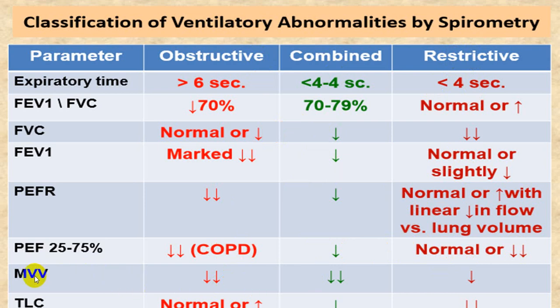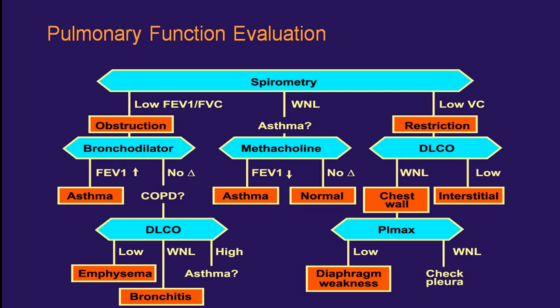Usually we don't go for maximum volume, but it will be reduced in both obstructive as well as combined, while in restrictive it will be slightly reduced. TLCO will be normal in obstructive or maybe increased because of bronchial asthma, while in restrictive TLCO will be reduced, and in combined also slightly reduced. It will be more reduced in restrictive, and particularly the TLCO will be markedly reduced in chronic obstructive pulmonary disease.